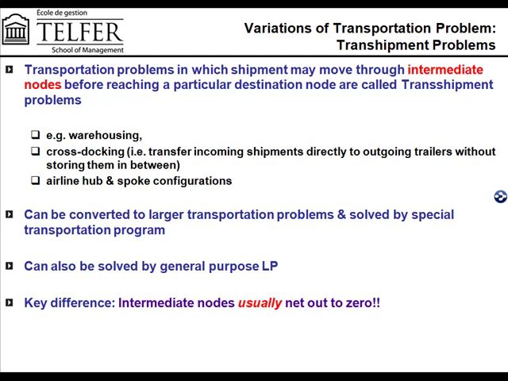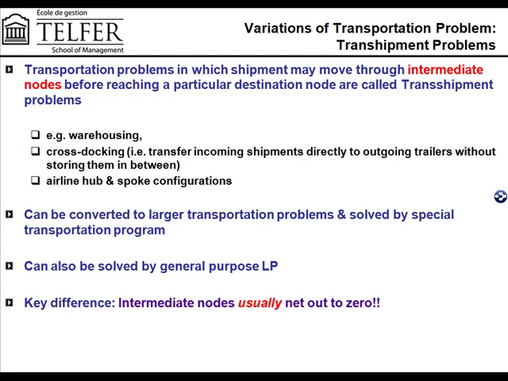Also, another variation, which I'll show you an example of and which you're going to use in your assignment as well, is a transportation problem in which some shipments actually go to an intermediate node before reaching the destination node. These are referred to as transshipment problems. So you might have a warehouse or a distribution center or a cross-docking station of some sort which accepts the supply from various supply points, and then transfers them to the final demand points. So those are transshipment problems.